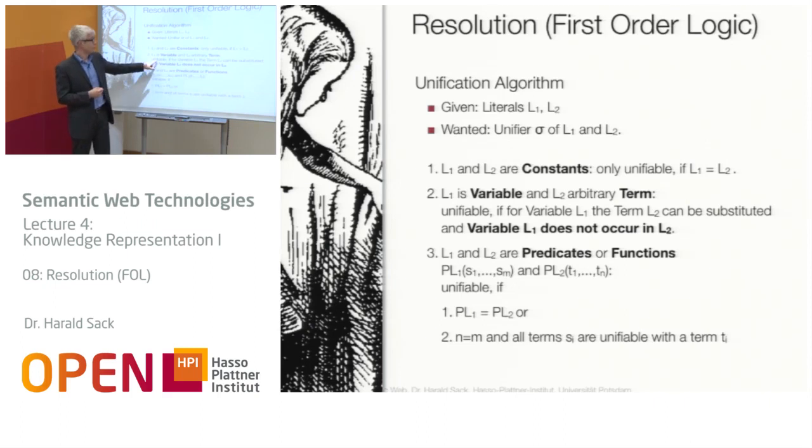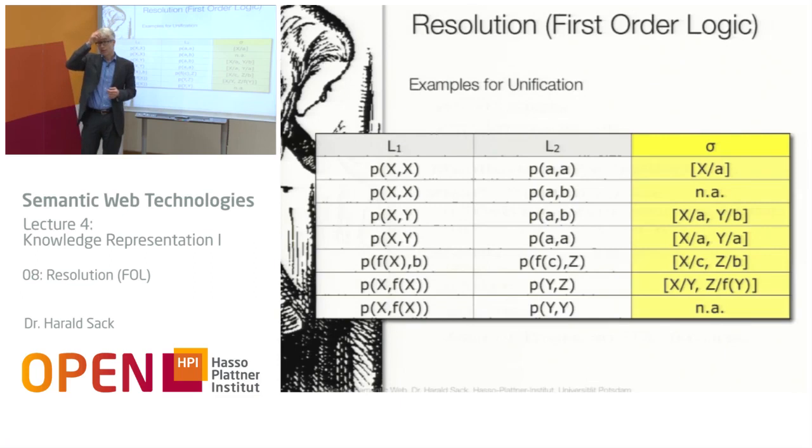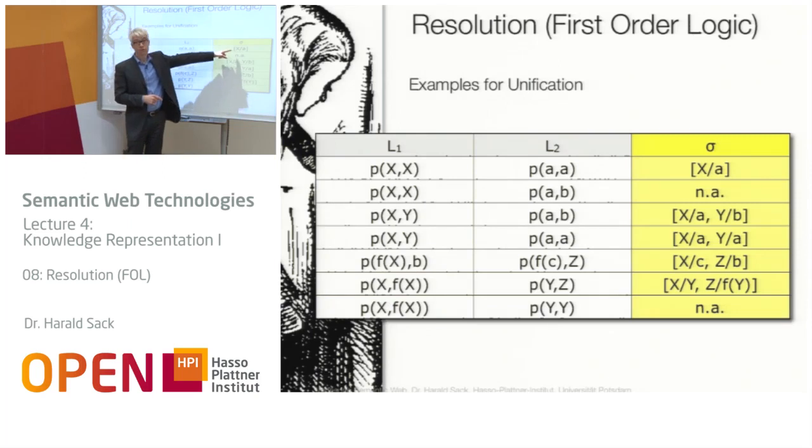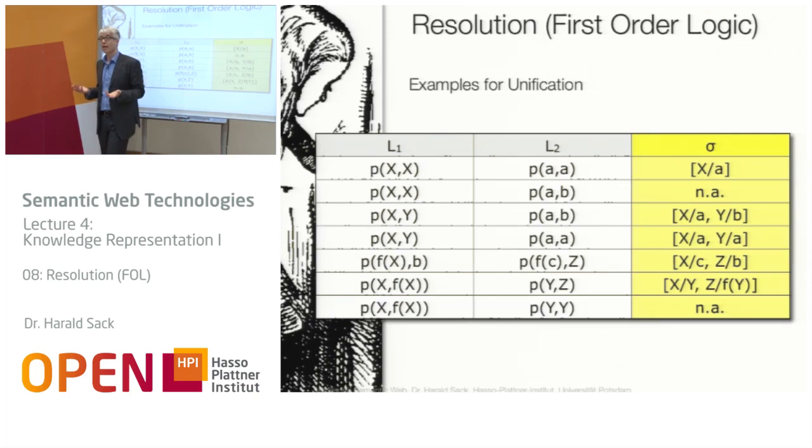Let's take a look at a few examples given here in the table. So let's consider here in L sub 1, we have p of the variable x, and on the other hand we have p of the constant a. Then it's pretty simple. We can make a unification where we substitute variable x with constant a. So this is the substitution here. We substitute x with the constant a, and then they are unifiable. No problem.